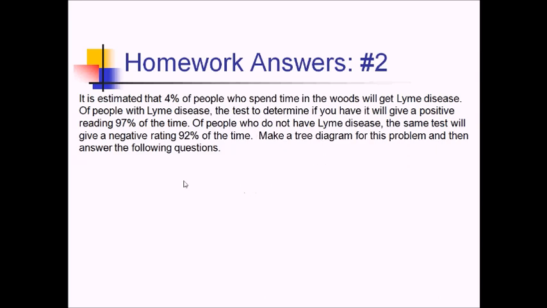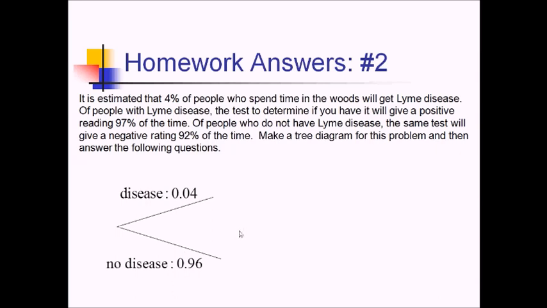So for the top level of our tree diagram, we need to look at where we have information about the whole population. The information we have about the whole population is whether or not you have Lyme disease. It's estimated 4% of people will get Lyme disease, so that means 96% of people won't. So our first branch, we're going to have disease is 0.04. That's the 4% who got it. And that means that then no disease will be 0.96.